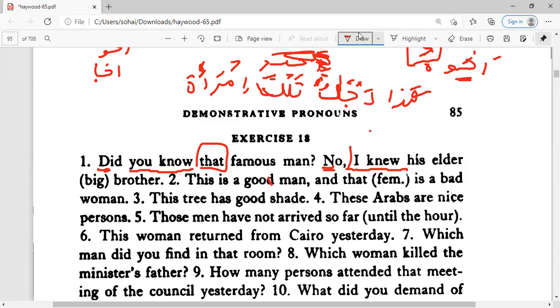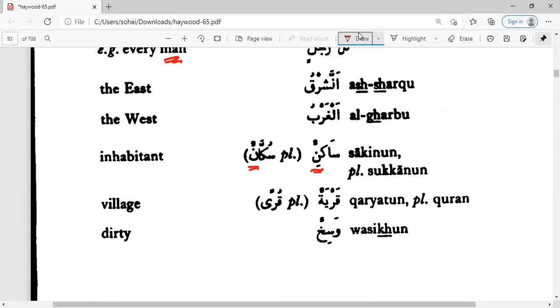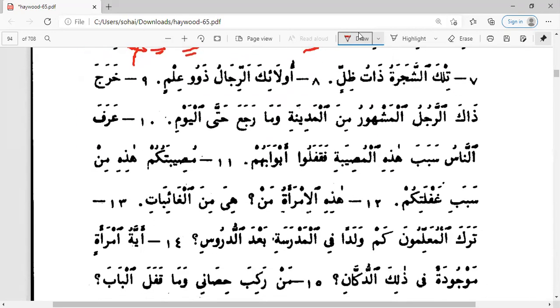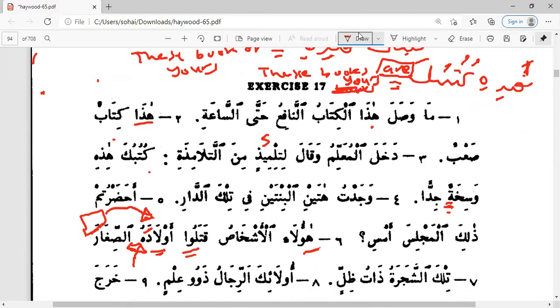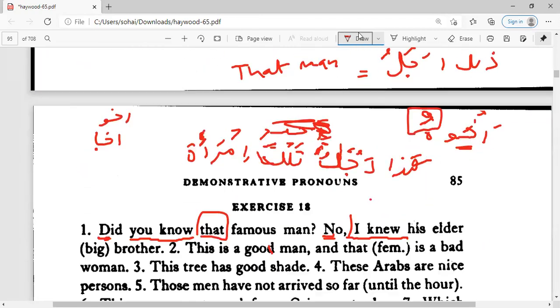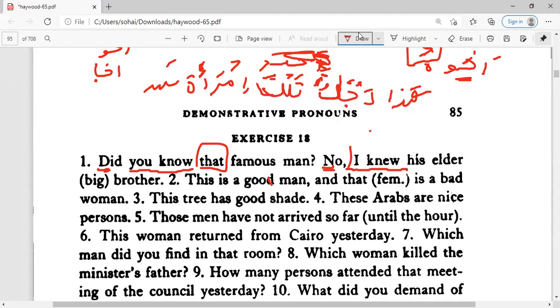So how do you say bad? Bad means dirty, wasikh? That's dirty, isn't it? Have you done any word, guys, which means bad? No, we haven't actually. We did only good, hasana. So it'll be like sayyi'atun or something like that. Bad is sayyi'atun. So it doesn't give you a word and it expects you to know. I don't know why. Sayyi'atun.